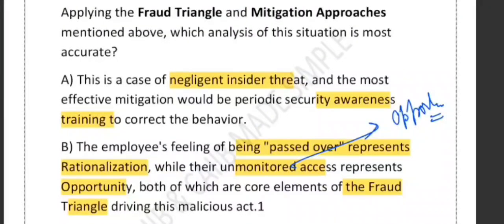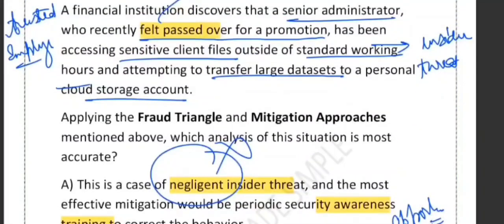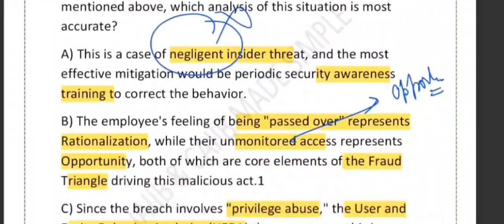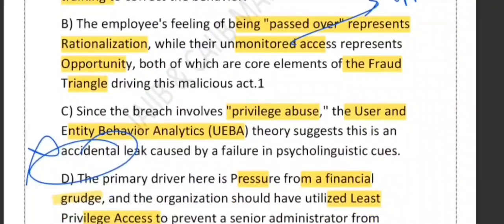So option A says it is a case of negligent insider threat, and the most effective mitigation would be periodic security awareness training. Actually, they have mentioned negligent here. No, it's not negligence. It is a malicious intent. Clearly, they are transferring files, large data sets, to personal storage. So this is malicious intent, not negligence. So option A is ruled out. Option C is about UEBA, user and entity behavior analytics. It helps to detect it, but option C wrongly calls it an accidental leak. No, it's not an accidental leak.